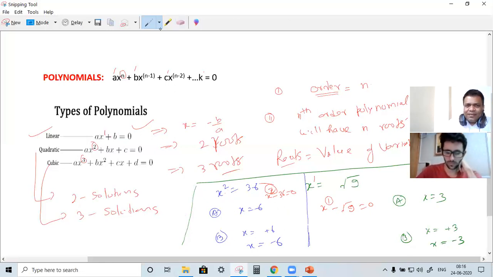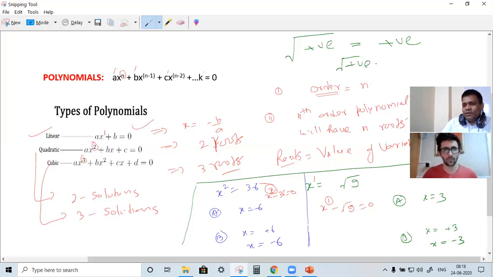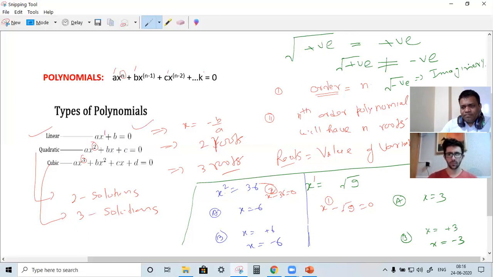Now, we can make a note: square root of any positive number is always positive. Square root of any positive number cannot be negative. Square root of any negative number is called imaginary number. Okay. Yes. I've given lots of information. Shall I close this? Yes.